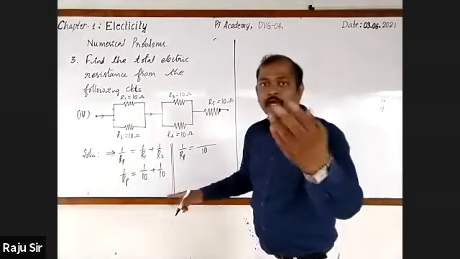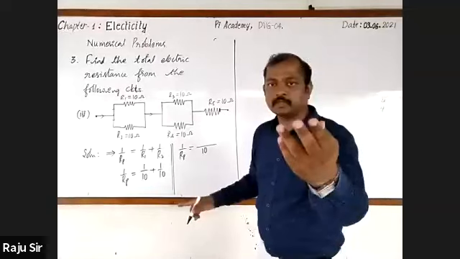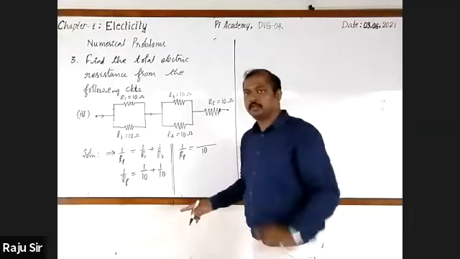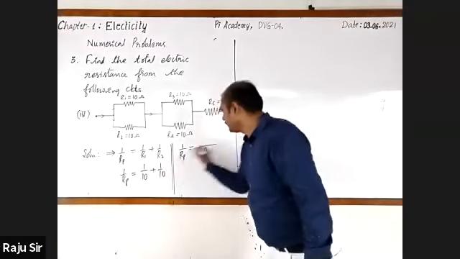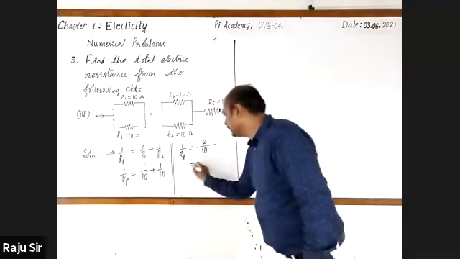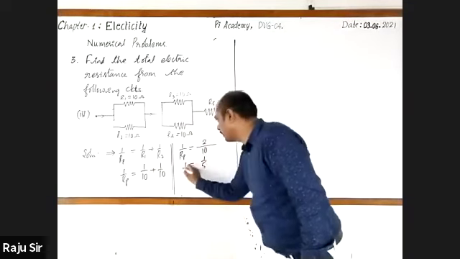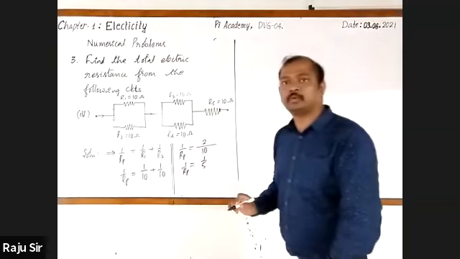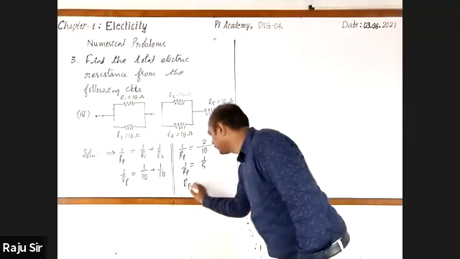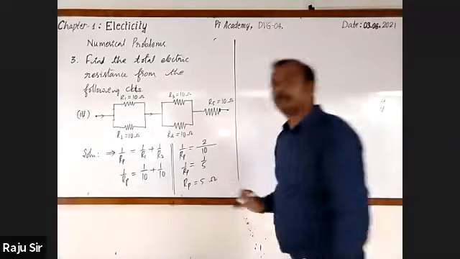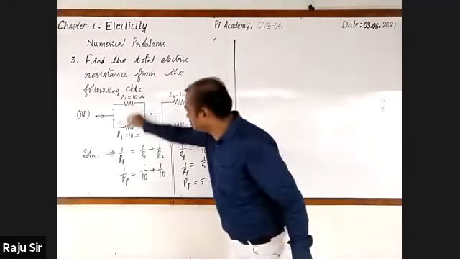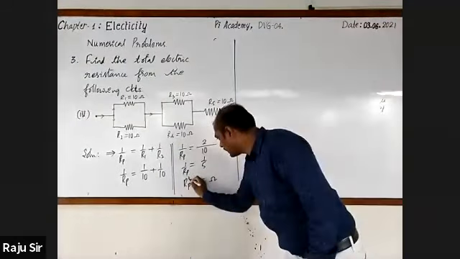Whenever I ask you, in that time you can give response. Soumya KB. Yes, it is 1 plus 1 is 2. 2 by 10 is 1 by 5. 1 by Rp is equal to 1 by 5. Then Rp is equal to 5 ohm. As it is the first combination, I take this as Rp dash.